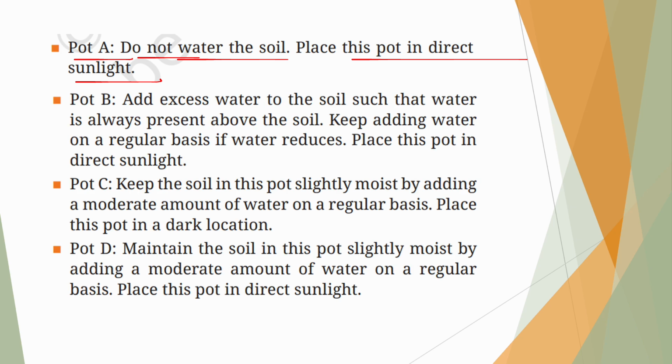Then, what about pot B? Add excess water to the soil such that water is always present above the soil. Then keep adding water on a regular basis. If water reduces, place this pot in direct sunlight. So, next pot B. You place pot B also in direct sunlight, but add excess water to the soil such that water is always present above the soil.